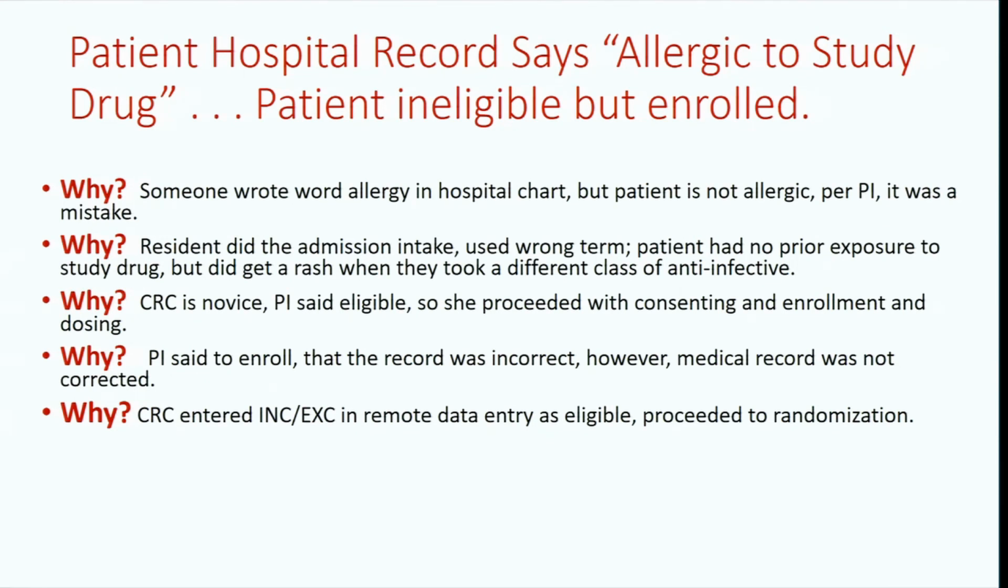Well, the CRC is new. She's only been at the job for 6 months. She doesn't really know this disease very well, and she's a little bit intimidated by reading medical records. And when she did talk to the PI, he said, no, that's wrong. Go ahead and enroll the patient. And she proceeded with consenting and enrollment and dosing. And then, why? Well, why? And she said, well, the PI said to enroll, that the record was incorrect.